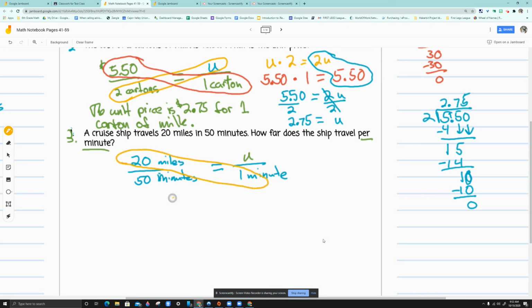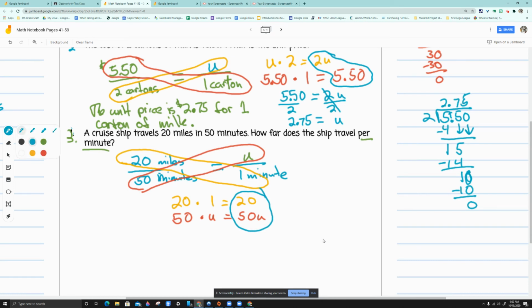So here we go. 20 times 1 equals 20. And then I'm going to cross multiply our 50 minutes times u. So 50 times u equals 50u. Okay, then I'm going to take these products and make my equation. I use blue. 20 equals 50u.